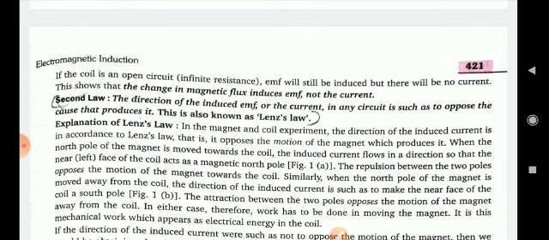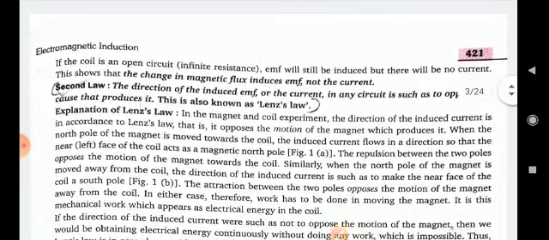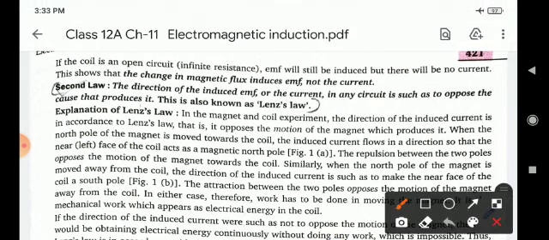Similarly, when the north pole of the magnet is moved away from the coil, the direction of the induced current is such as to make the near face of the coil a south pole. The attraction between the two poles opposes the motion of the magnet away from the coil. In either case, therefore, work has to be done in moving the magnet. It is this mechanical work which appears as electrical energy in the coil.